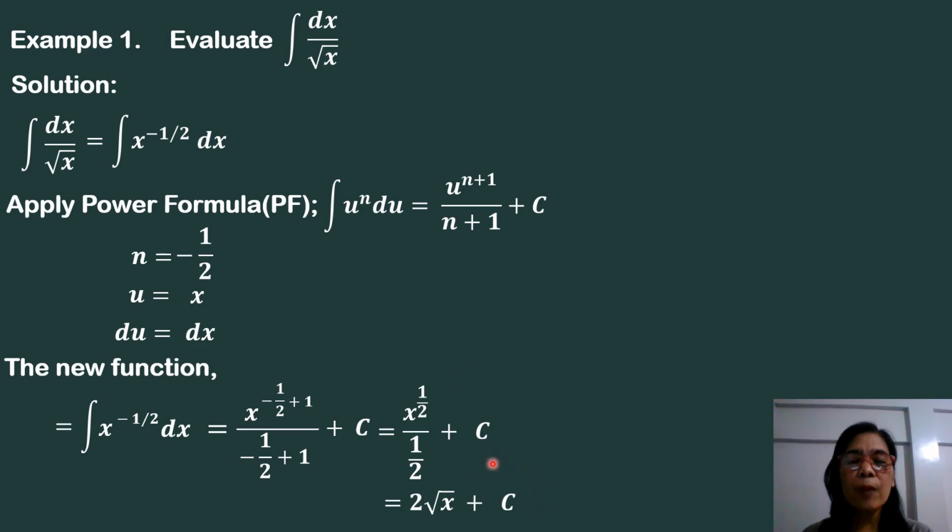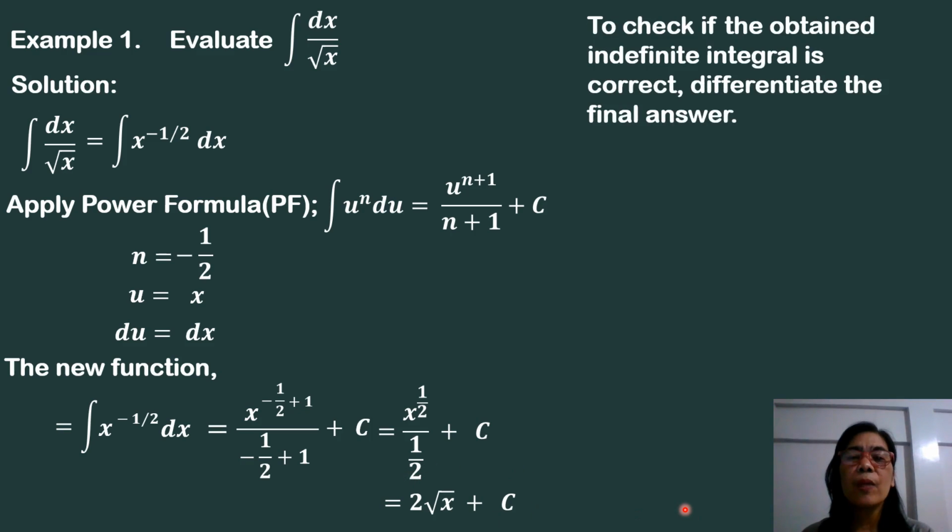So to check if this function is correct, you have to differentiate the final answer. As we define our indefinite integral, we are going to find a function whose differential is equal to the given integrand. So we try to check if the differential of our final answer, 2 square root of x plus c, is really equal to the given integrand.